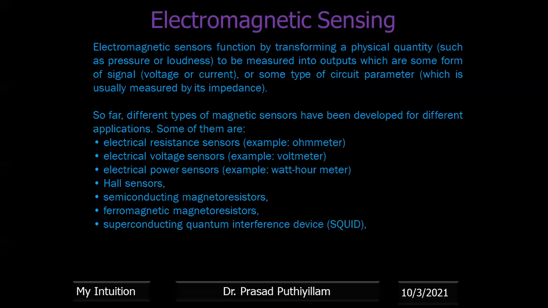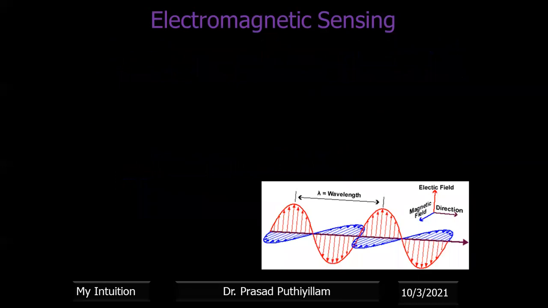It's a very important sensor. SQUIDs, it's very interesting to study about SQUIDs. Then radar also. All this comes under electromagnetic sensing. By seeing the examples, now I think it is very easy to understand what electromagnetic sensors are.